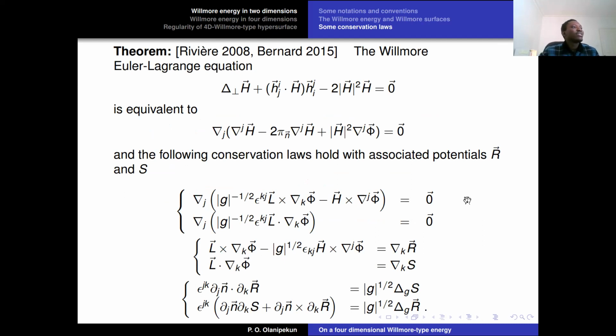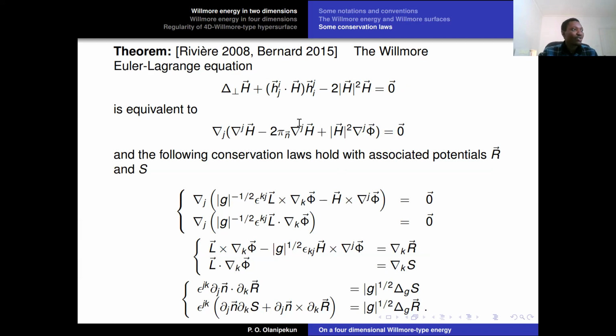So the Euler-Lagrange equation reads, you have this equals 0, the Willmore equation equals 0. And Rivière said that you can recast this equation as this. You recast it in divergence form, so you have all this quantity in brackets conserved. And this is good news, because with this now you can do quite a lot of things. In fact, you can obtain the following conservation laws.